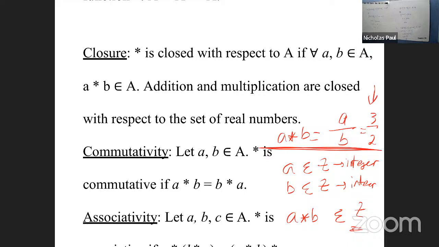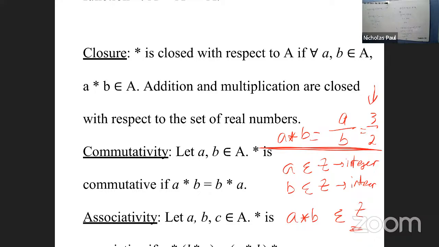So all you need to disprove it is one counterexample. That's all. All right? One counterexample to disprove it. You okay with that? So that's the concept of closure. All you have to do is just show that the binary operation A star B belongs to the same set of values. You okay with that? Okay.